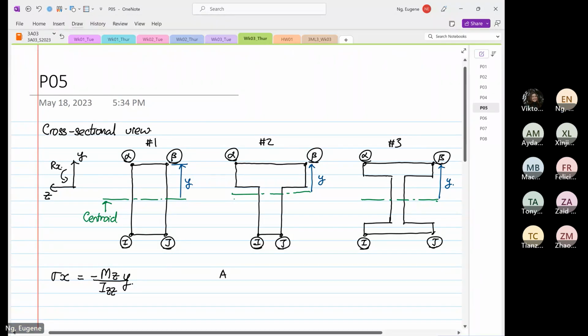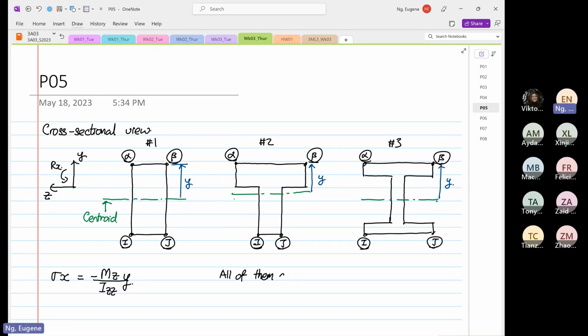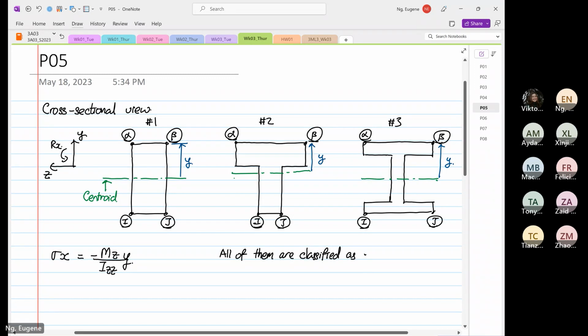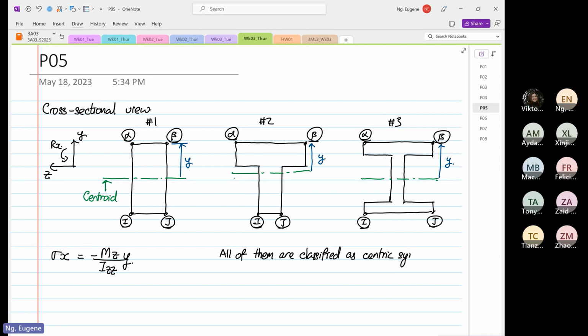All of them are classified as centric symmetrical bending.